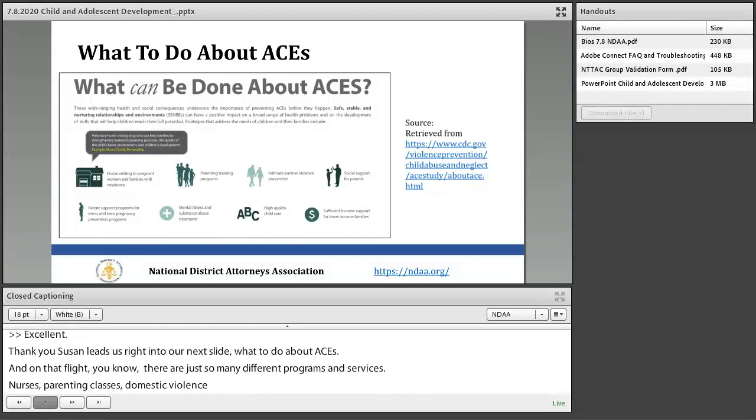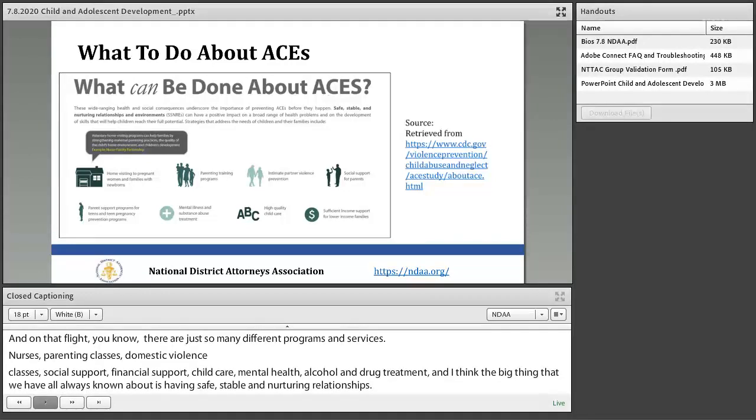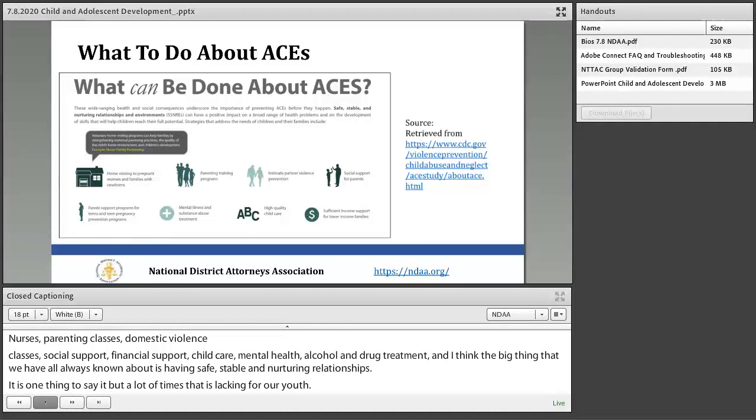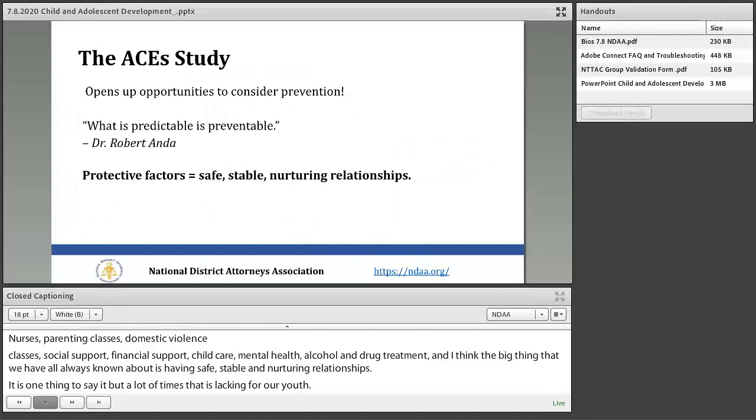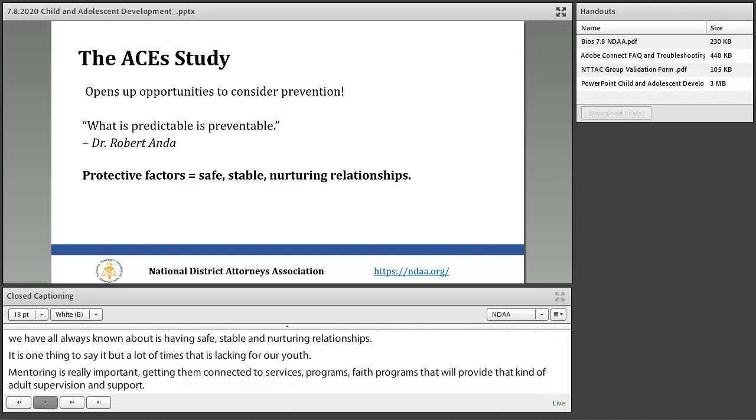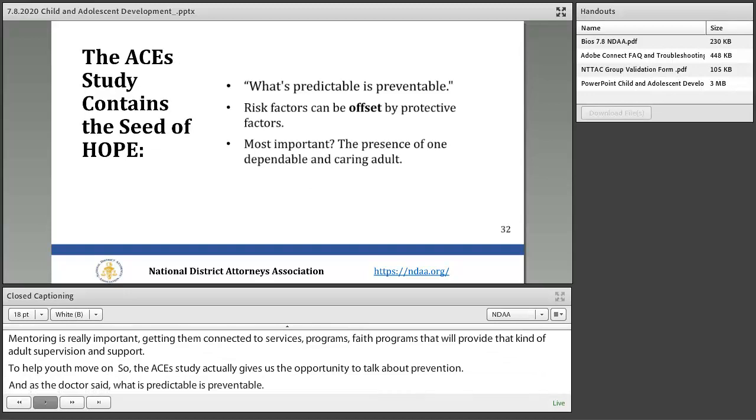And I think the big thing we've always known about is having safe, stable, and nurturing relationships. That's one thing to say, but a lot of times that is something that's lacking for our youth. So mentoring is really important, getting them connected to services, programs, and faith programs that will provide that kind of adult supervision and support to help youth move on. The ACEs study actually gives us the opportunity to talk about prevention. As Dr. Anda said, what is predictable is preventable, and focusing on those protective factors is definitely going to help our youth.